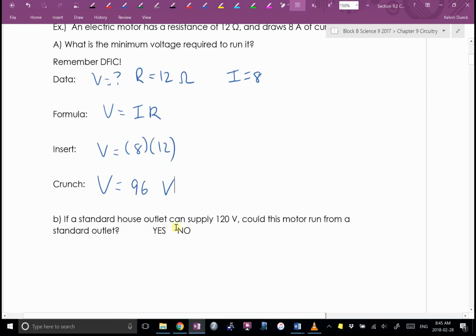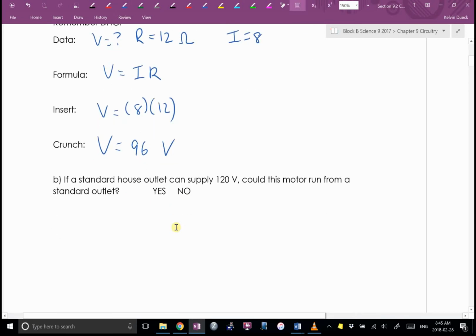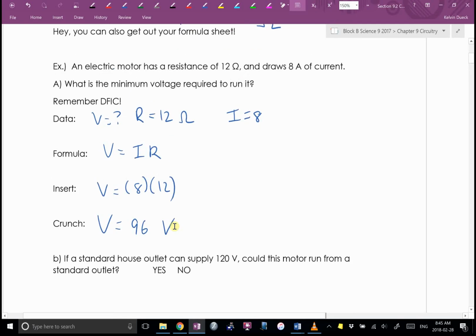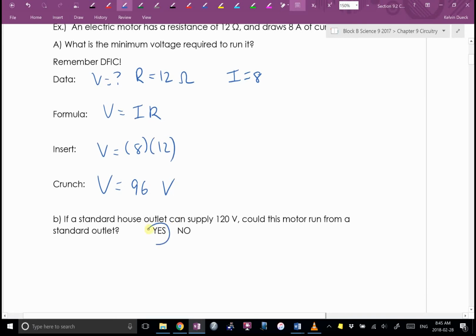So here's our question. If a standard house outlet can apply 120 volts, and that's what comes out of your standard house outlets, could this motor run from a standard outlet, or would you need a special plug? Yeah, you're fine. There are some where you cannot. You'll notice if you ever pull certain appliances away from the wall, they have a funky plug because they need more than 120 volts. They need 240 volts. So 2 120 volt plugs have been spliced together by the electrician, and it's this really funky big round orange plug.